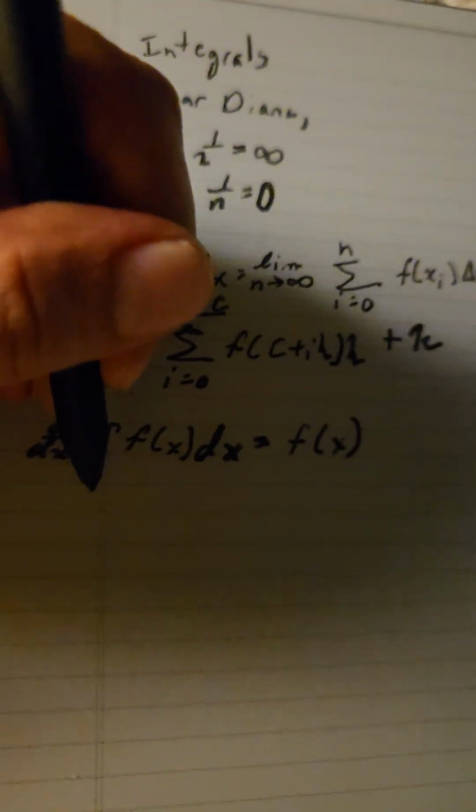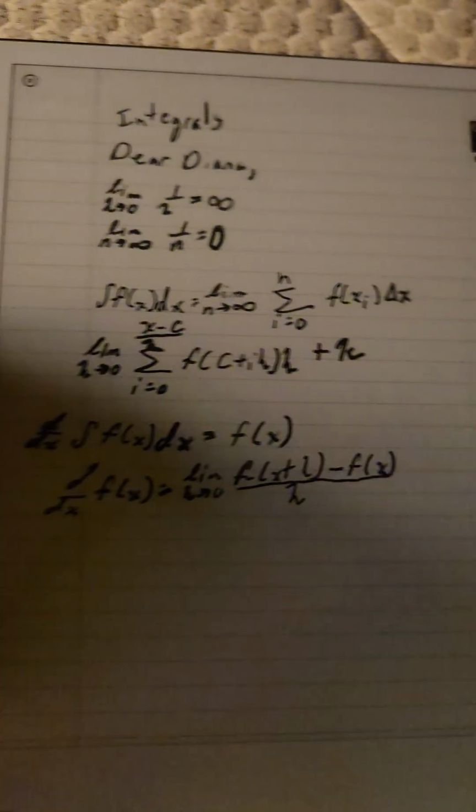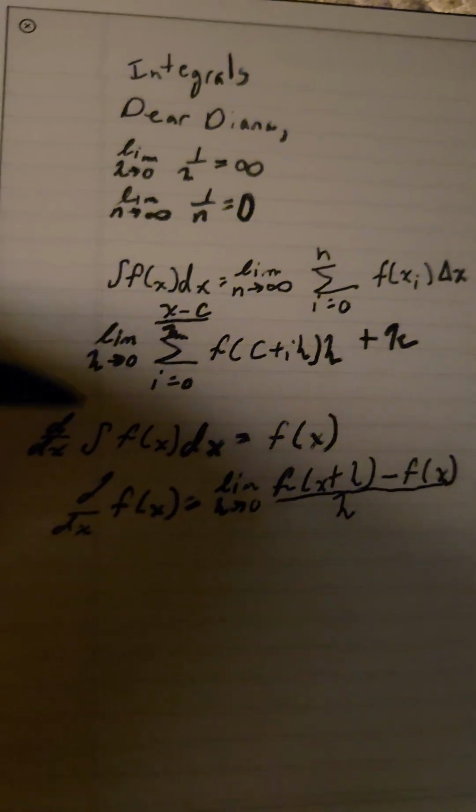So, we know that the d dx of f of x is equal to the limit as h approaches 0 of f of x plus h minus f of x, all over h. And we want this into here.